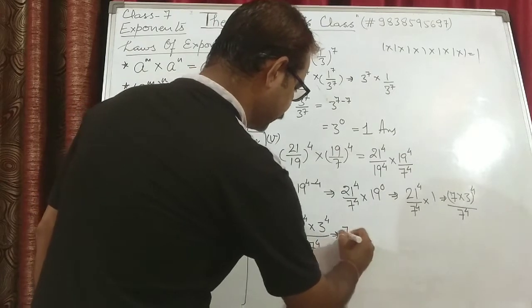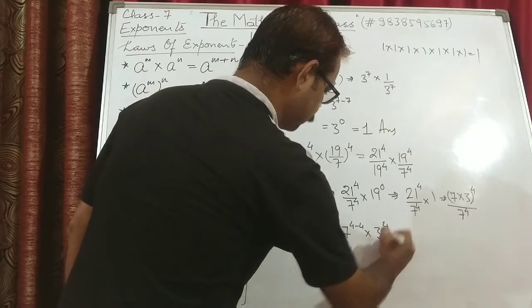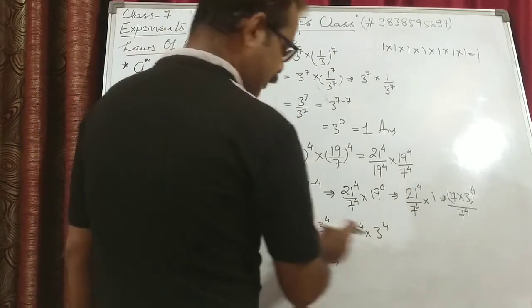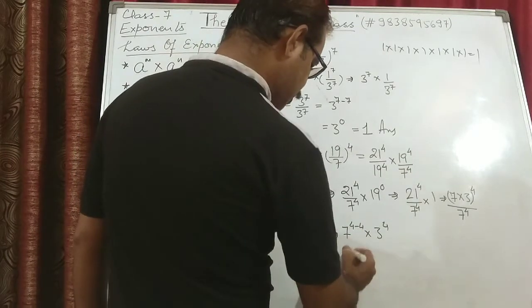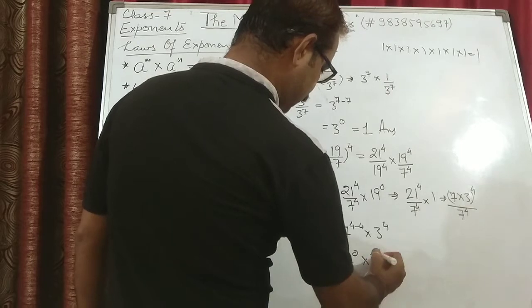In this again, 7 to the power 4 minus 4 into 3 to the power 4. Now this denominator moves to the numerator, so it will become negative. So 4 and then minus 4. So 7 to the power 0 into 3 to the power 4.